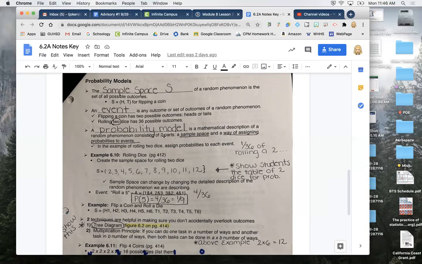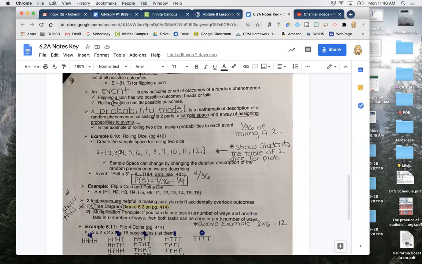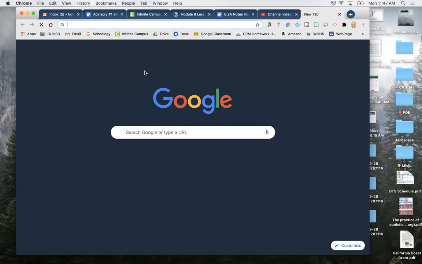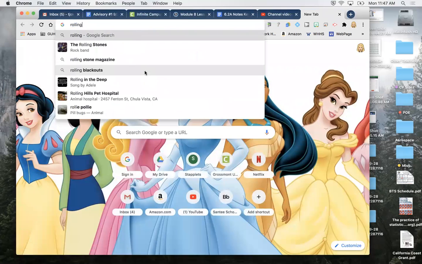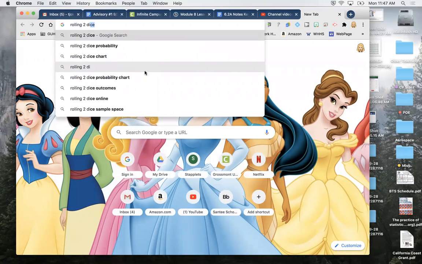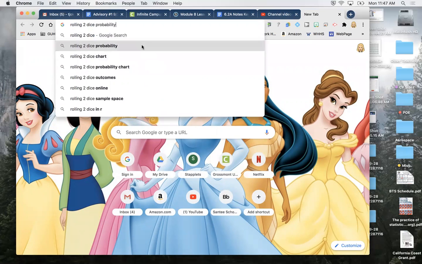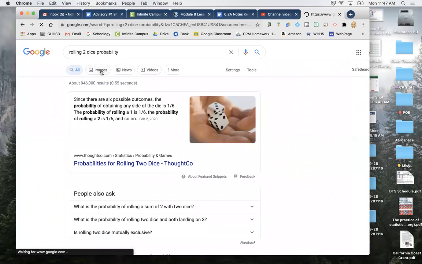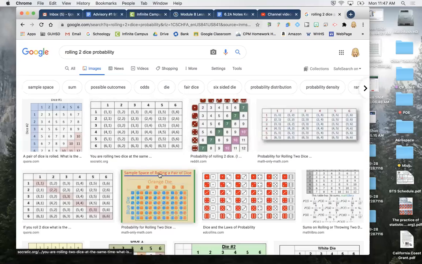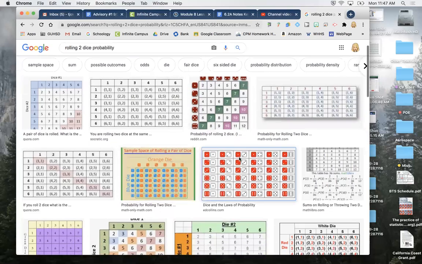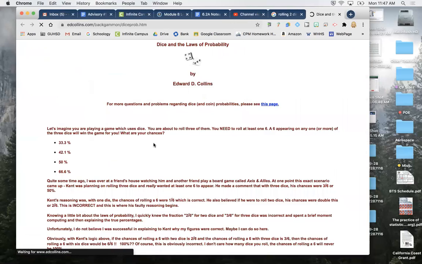So let me talk about another one. If I'm rolling 2 dice, the sample space for that is actually 36 different outcomes that you can get. In fact, I'm going to show you that so that you can see it. Rolling 2 dice and probability. I'm going to pull that up and show you what you could get. So here's a good visual for it.